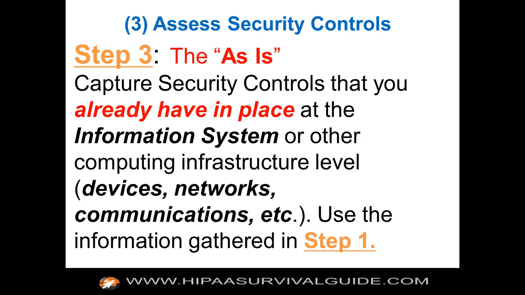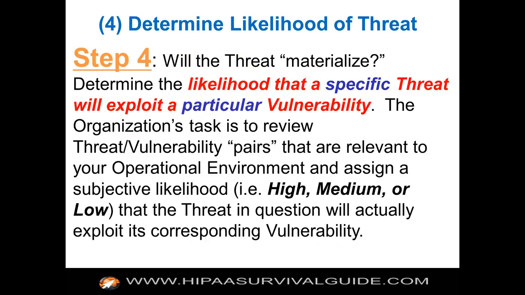So the idea here is to capture security controls that you already have in place at the information system level, and we are using the information system here because we decided that that was the level we should do it at. The NIST documents talk about the business process level and then the organizational level, and as a practical matter, I think anything found at the information system level is going to cascade up, so we chose to use the information system level. What you already have for an information system or other computing infrastructure, so information system is really broader. We're using it to include devices, networks, communications, etc. That's the as-is.